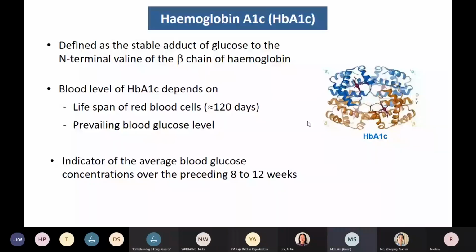Because HbA1c depends on the lifespan of red blood cells, it is an excellent indicator of average blood glucose concentrations over the preceding 8 to 12 weeks. It's not a full 12 weeks because one has to take attrition of red blood cells into account, and therefore the red blood cell population will always comprise a mix of old and new red blood cells.